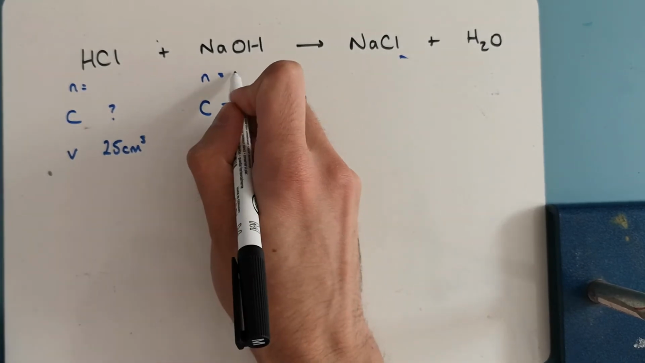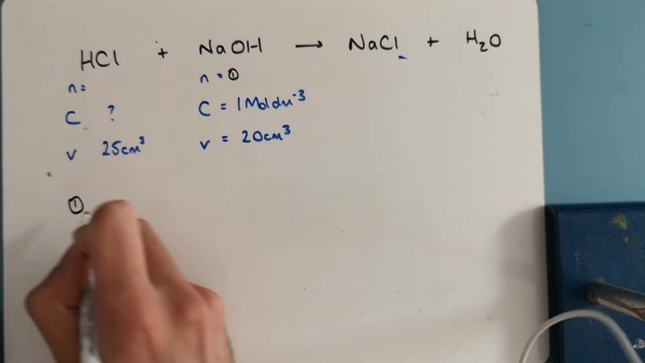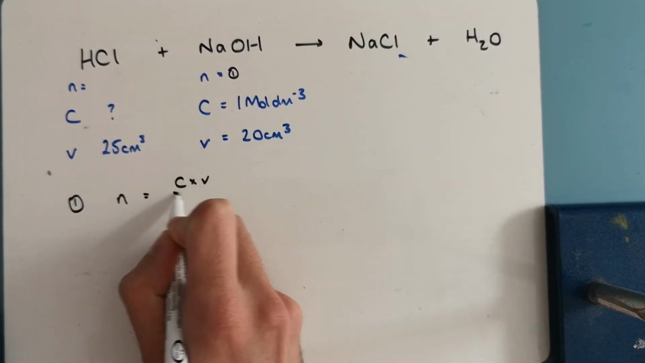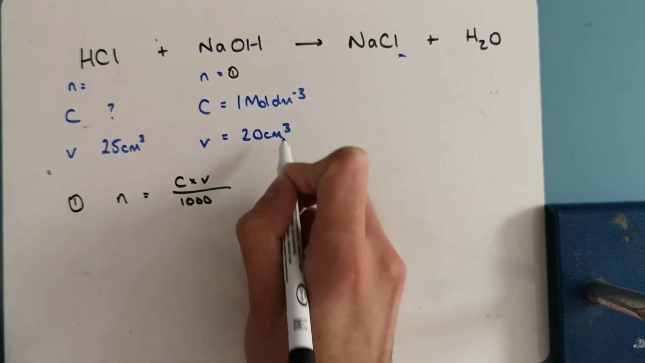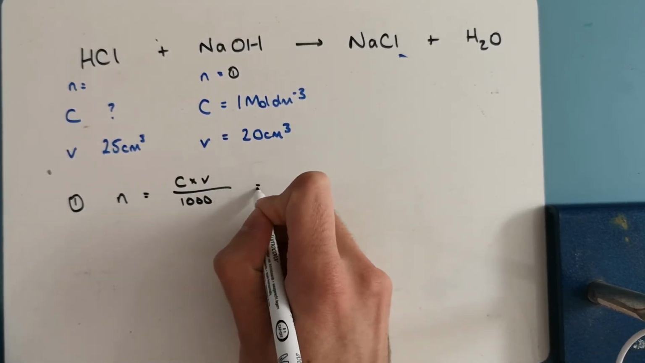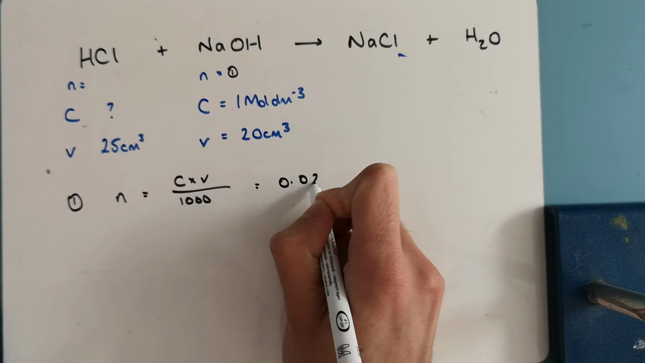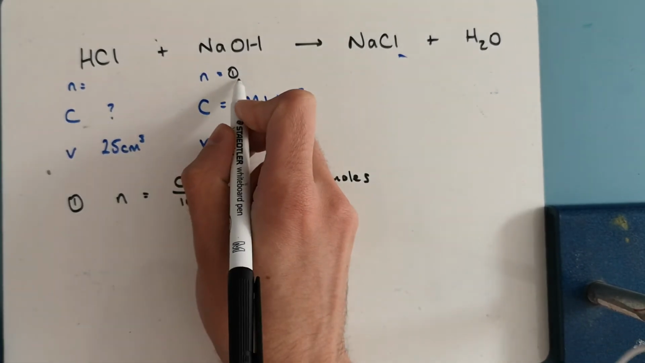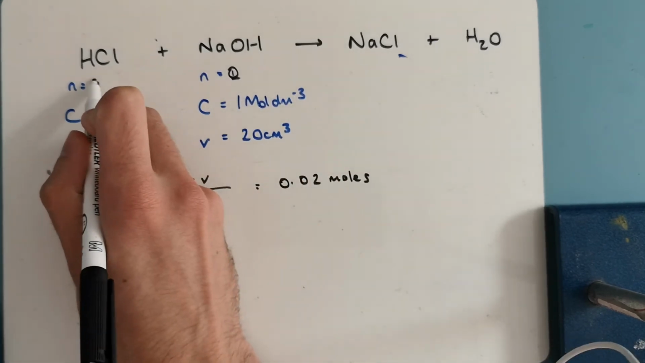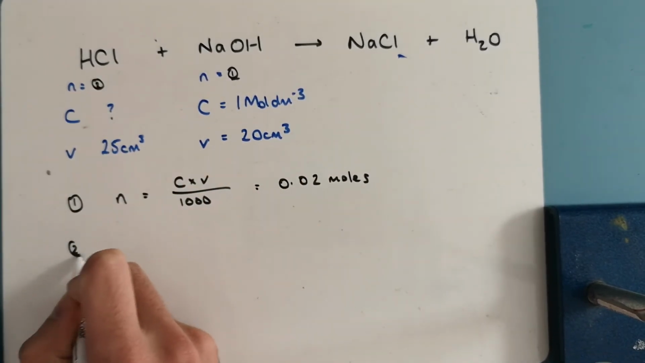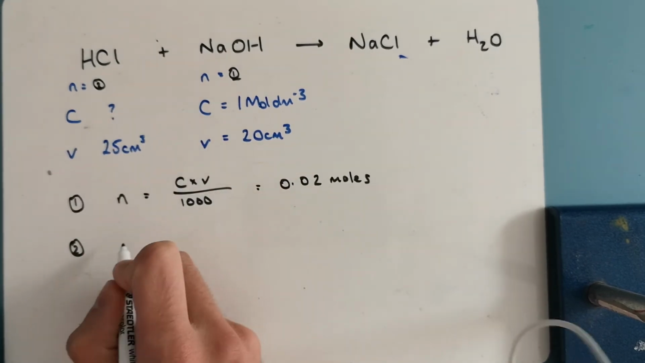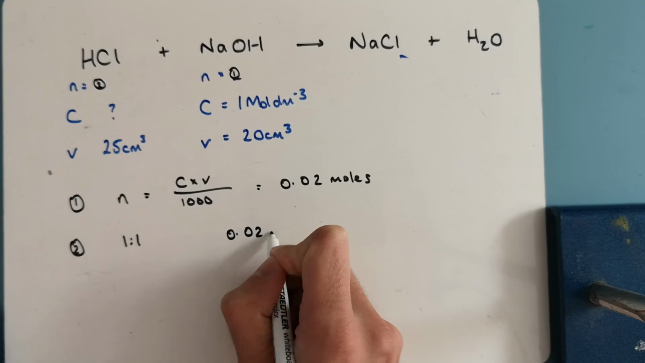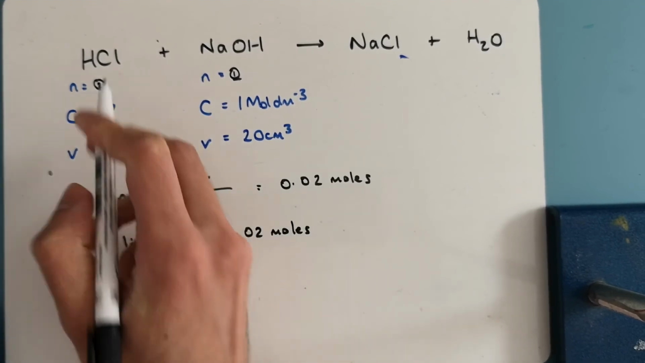So here, if I call this step 1, I can work out the number of moles, which is C times V. I'll have to divide by 1000 because it's in centimetres cubed, and that will give me 0.02 moles. Now if I know this, I can also use the stoichiometry to work out the number of moles of HCl there were, and this is a 1-to-1. So I've also got 0.02 moles of the HCl.